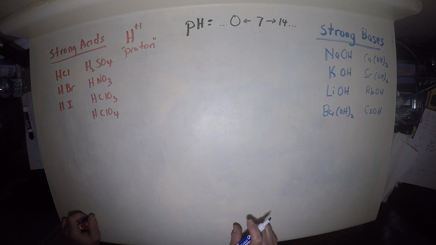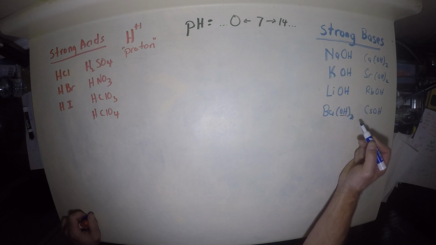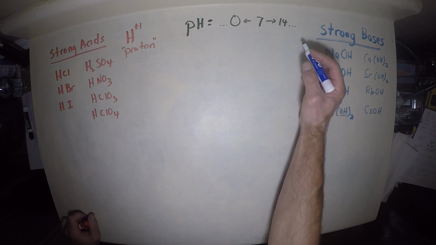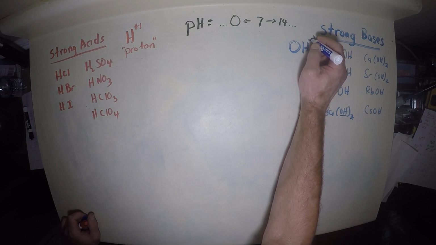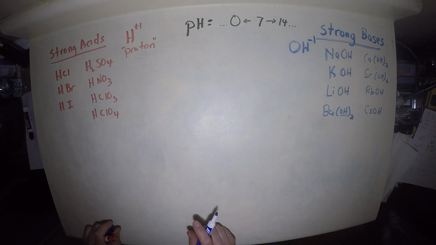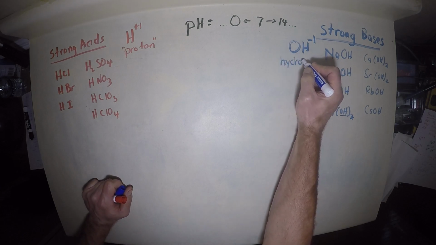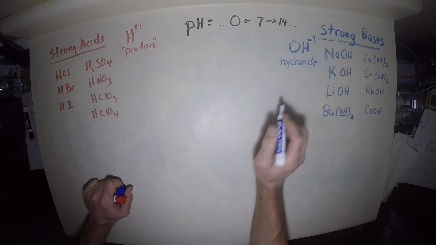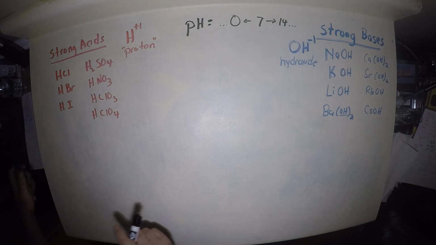And notice that some bases are what are called dibasic, and what makes them basic is the presence of the polyatomic ion hydroxide. So you should commit to memory both the pH scale, the strong acids, and the strong bases.